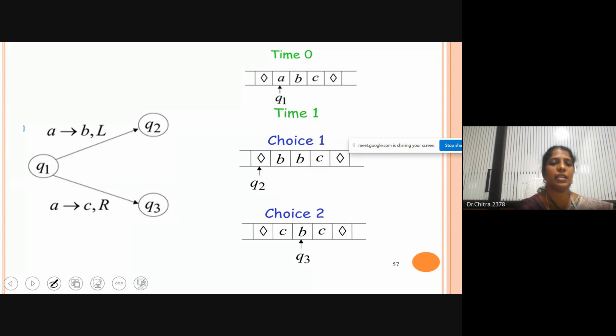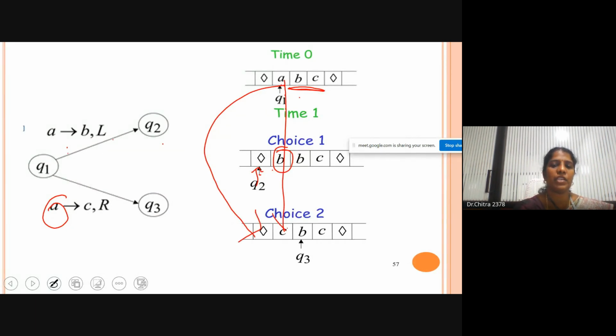For example, consider A. For processing A, this is the tape. After processing A, B, C. After processing A, it may convert it into B and go left. This A can be converted into B and it will go to the state Q2, move left, and A is processed into B. Or another choice is, for the same A itself, it can be converted like this: A may be converted into C and this moves right. This is also possible. The Turing machine doesn't know whether it selects this path or that path. Hence, this is called the non-deterministic Turing machine.